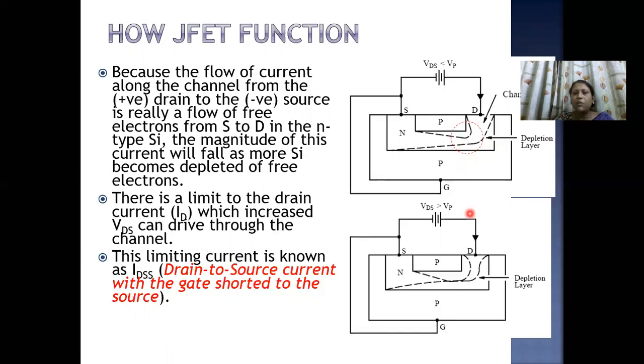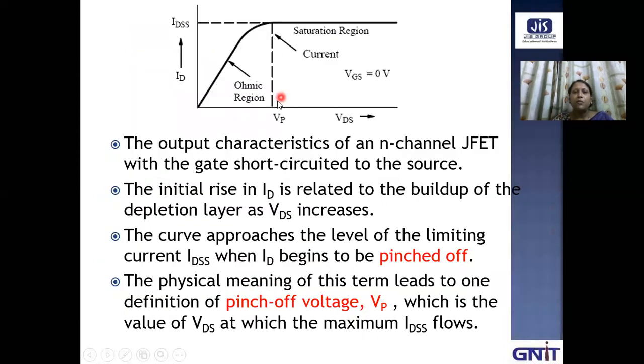There is a limit to the drain current ID which VDS can drive through the channel. This limiting current is known as IDSS, that means drain to source saturation current when the gate is shorted to source. So here we can see the IV characteristics of a normal JFET. This current is called IDSS. We will study the IV characteristics, or drain characteristics, of the JFET in detail in a later section. This is showing the gate shorted to the source.